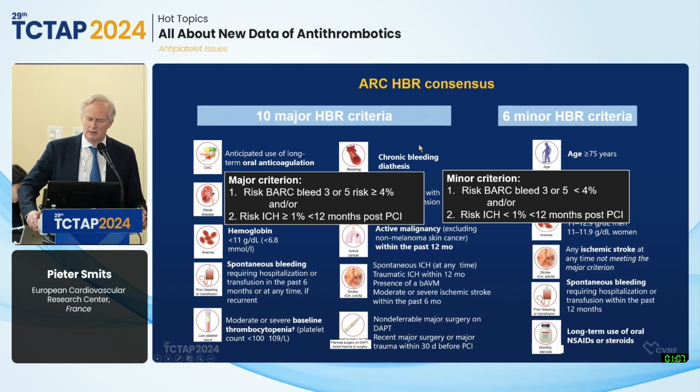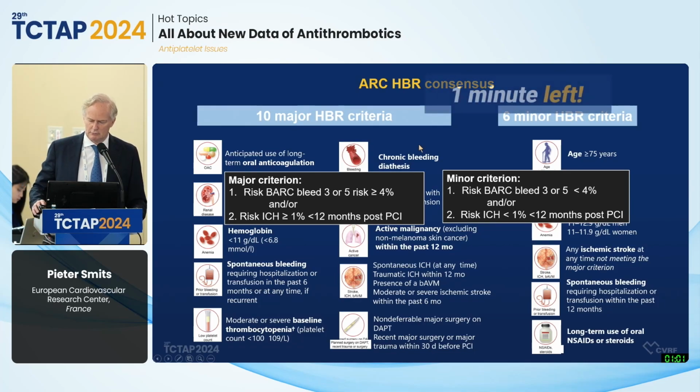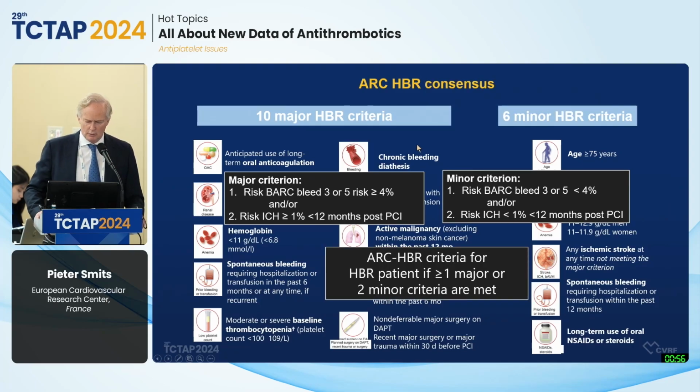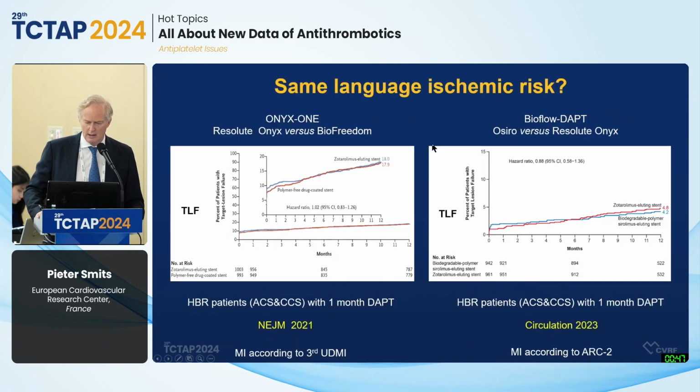The minor criterion was when the risk of BARC 3 or 5 bleeding was less than 4%, or the risk of an intracranial hemorrhage was less than 1% within the first 12 months after PCI. So the ARC-HBR for a high bleeding risk patient is at least 1 major criterion or 2 minor criteria.